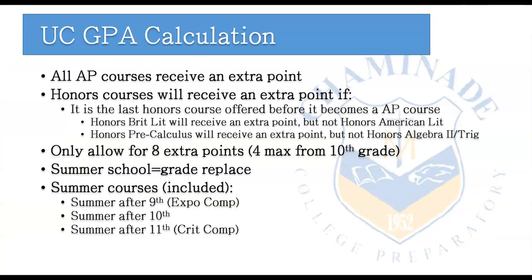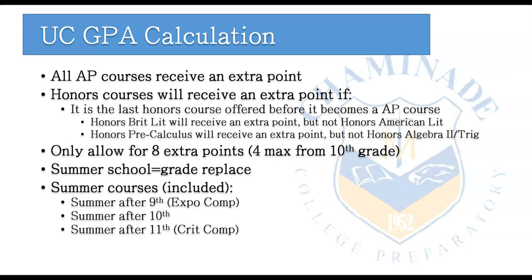In addition to that, the UCs will only allow for a max of 4 extra points at most from your sophomore year. The total extra points the UCs give altogether is 8. This is to help make it equal for all students and create an even playing field.